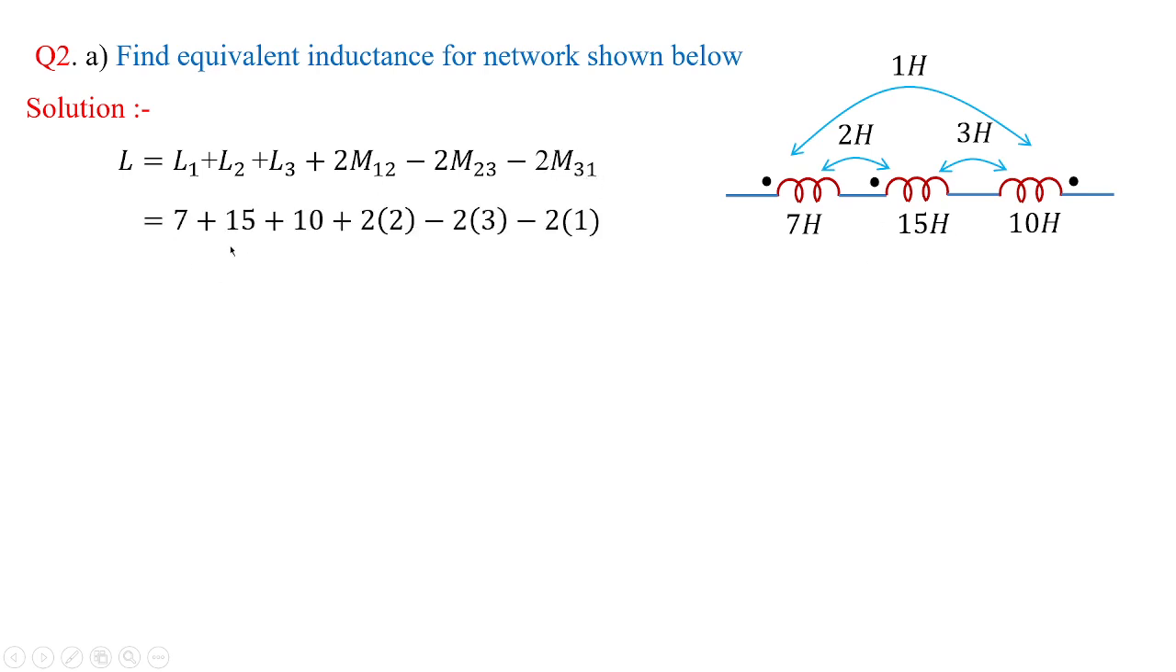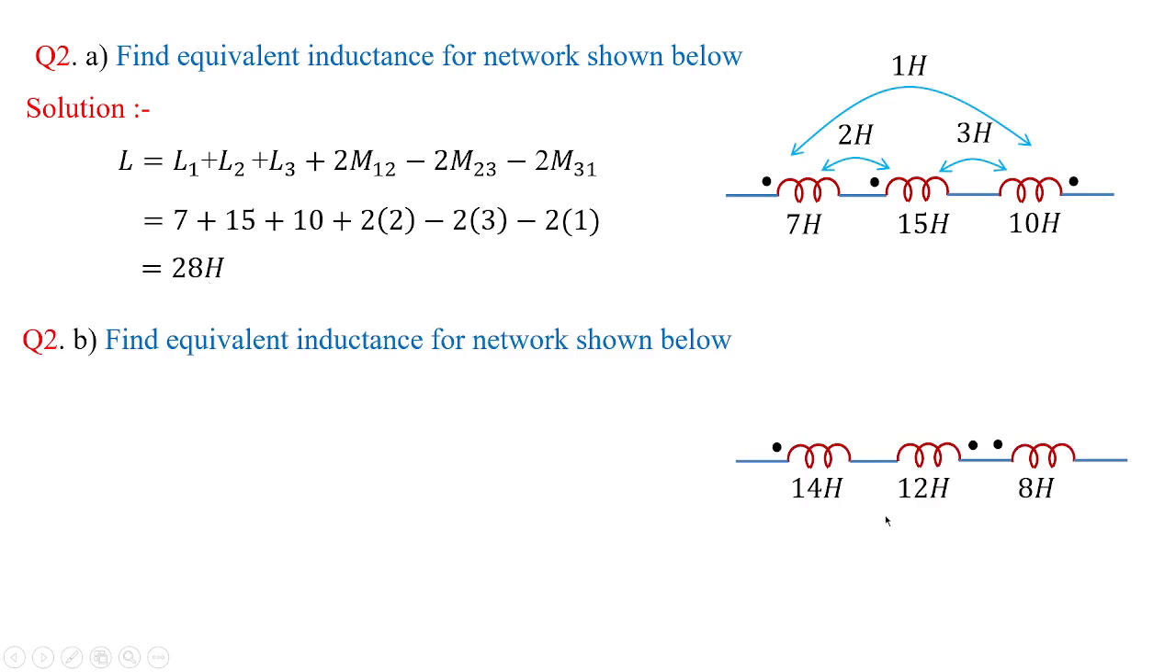Substituting the values, L1 as 7, L2 as 15, L3 as 10, M12 value as 2, M23 value as 3, and M31 value as 1, I'm going to get the value of total inductance as 28 henries.